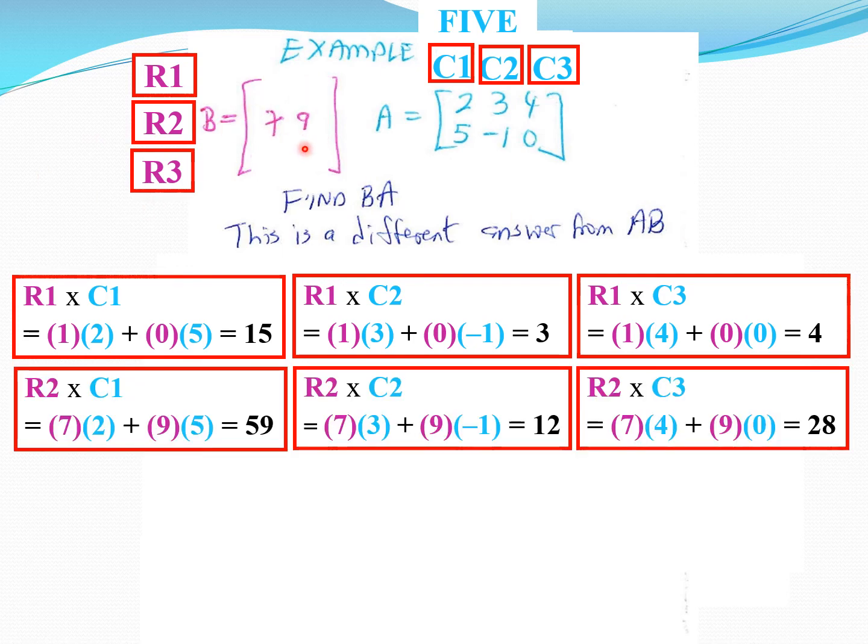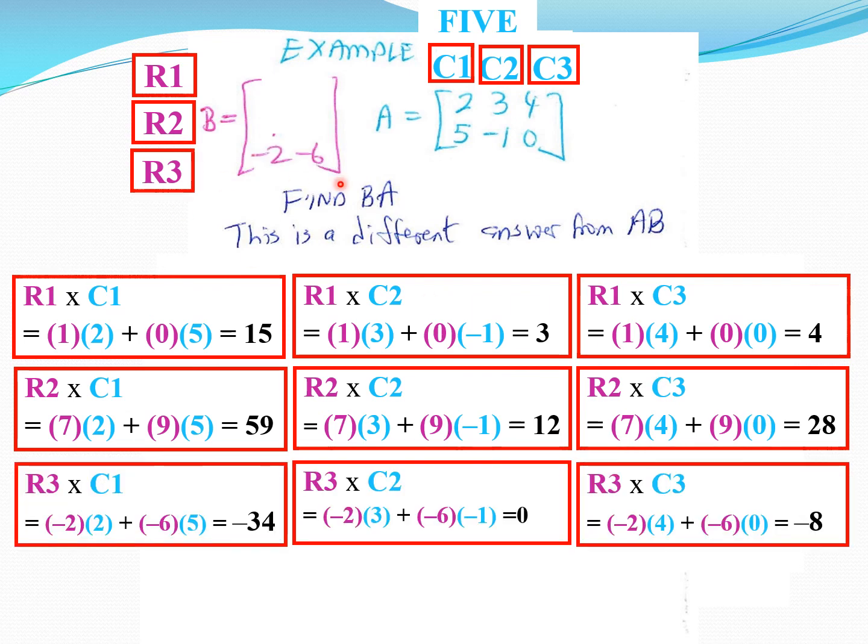And row 2 is 7, 9. Likewise, 7 and 9 by 2 and 5. So 7 by 2, 9 by 5. And that gave 59. Likewise, row 1, column 2 gave us 12. So just check that detail out. And row 2 by column 3 gave 28 and 0. And that gave us 28 as the answer.